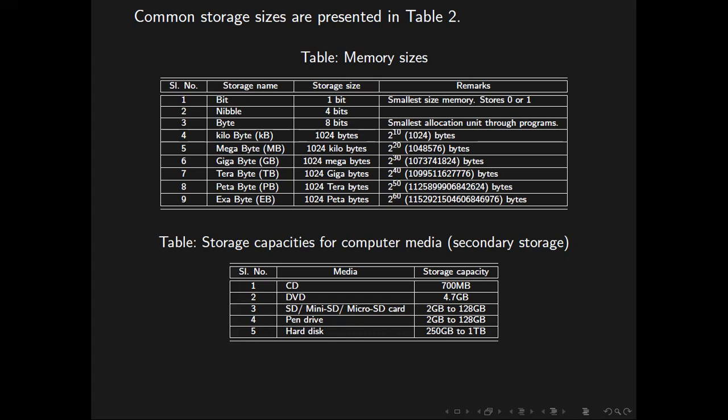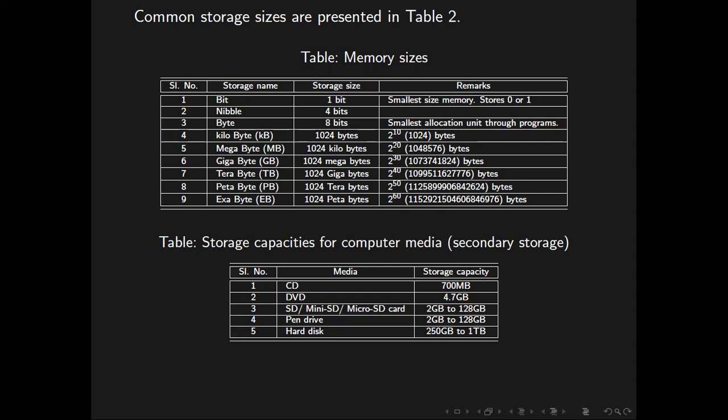DVD can store up to 4.7 gigabytes. 4.7 is a small number, whereas gigabyte is a larger number. 1024 megabytes constitute 1 gigabyte. Therefore, 4.7 gigabytes is at least around 7 times the storage capacity of a CD. DVD full form: anyone knows? Digital versatile disk. It's not video disk.